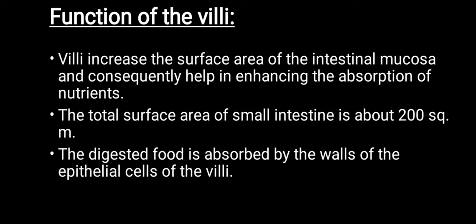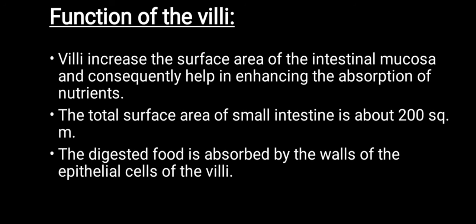And how is this possible? Because the presence of villi and the microvilli increases the surface area of absorption. And the food which is digested in the small intestine is absorbed by the walls of the epithelial cells of the villi, and it enters into the blood vessels and the lacteal so that it reaches each and every cell for its metabolic function to be performed.